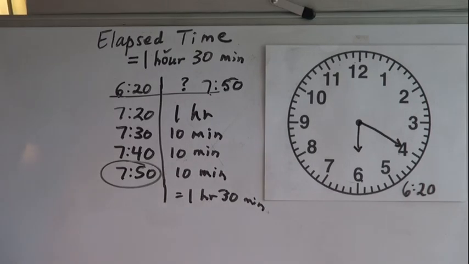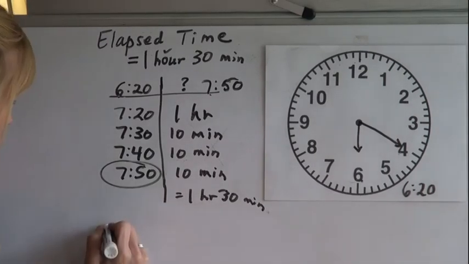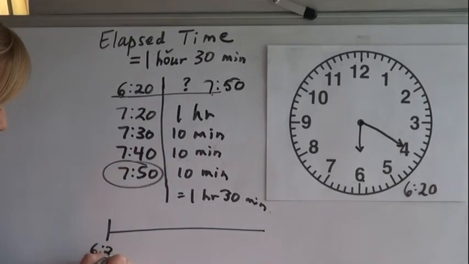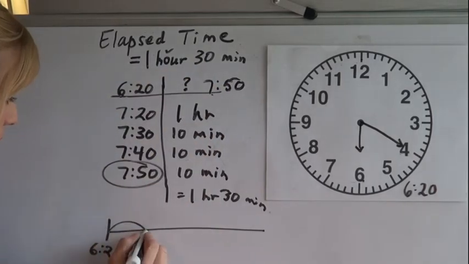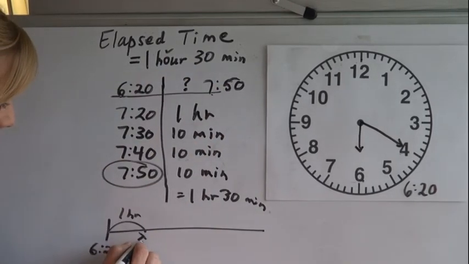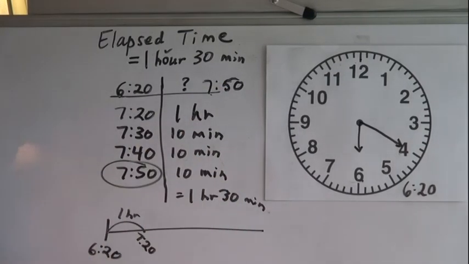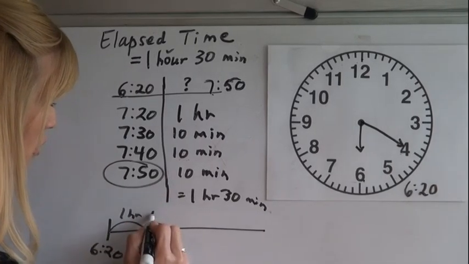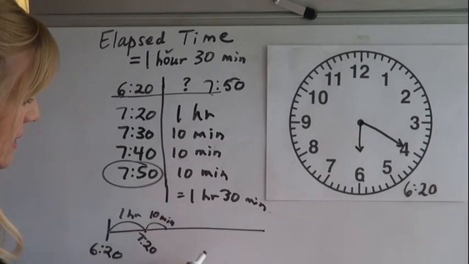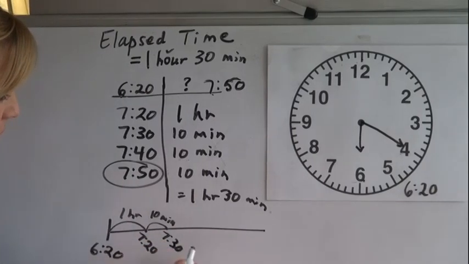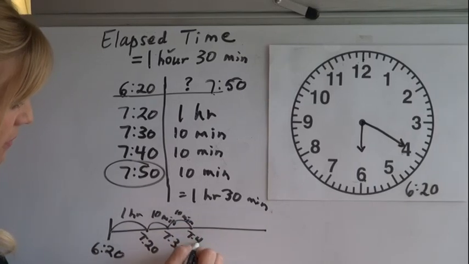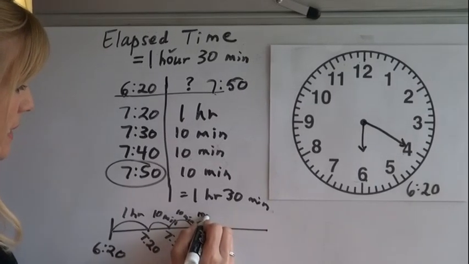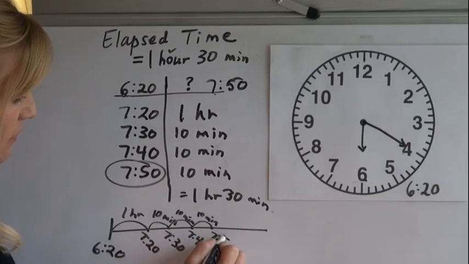We can also use a number line to figure this problem out. Our starting time is 6:20. We'll write that here. And we need to go an hour and a half. So an hour is 7:20. And now we need to add 30 minutes. You could just add 30 minutes if you want, or you can do it in smaller hops. We can do it like this. 10 minutes would take us to 7:30. Another 10 minutes would take us to 7:40. And another 10 minutes would take us to 7:50.